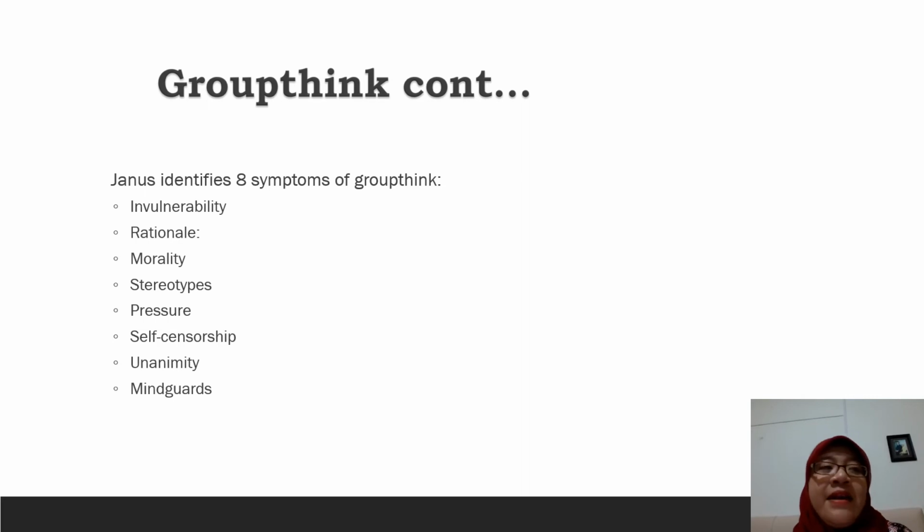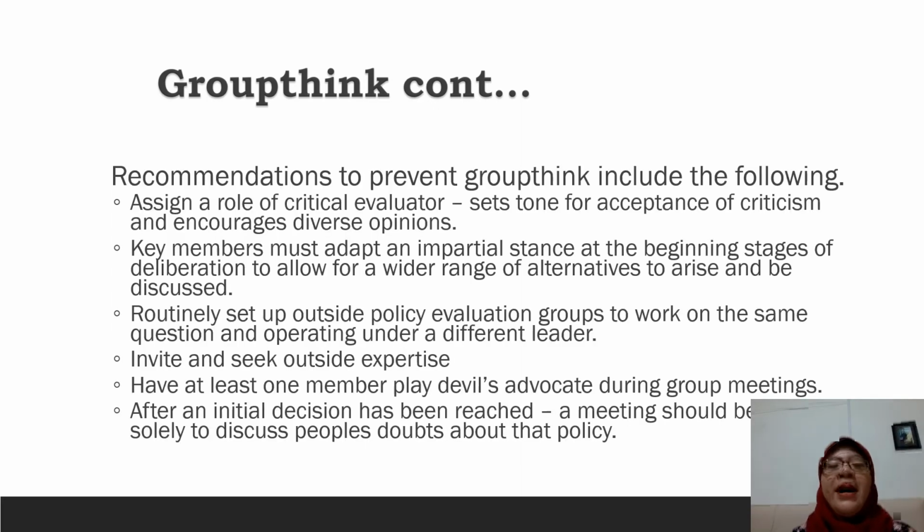Pressure: since they are supporting each other, they would like to increase the system and productivity. So pressure is one of these symptoms in groupthink. Self-censorship, anonymity, and also mindguards are part of the symptoms of groupthink by Janis.